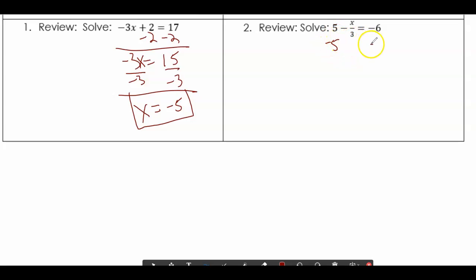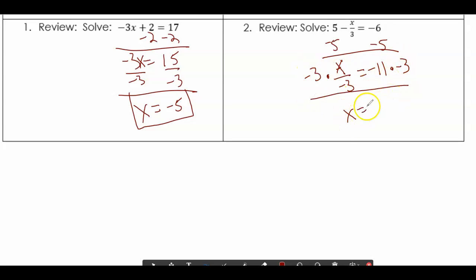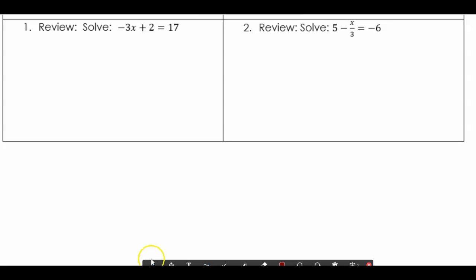Here, I cannot simplify each side further. I write this as x over negative 3. The opposite of dividing by negative 3 is multiplying by negative 3. Okay, feel free to pause if you have any questions on this. So this is just some basic review. On this next part, we're getting into a little bit more complicated problems.